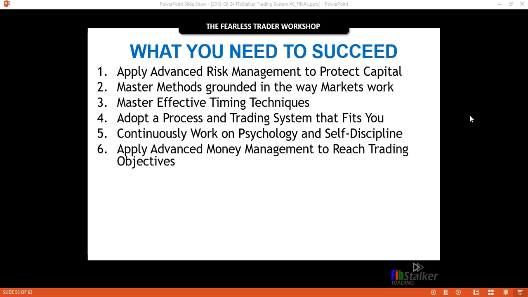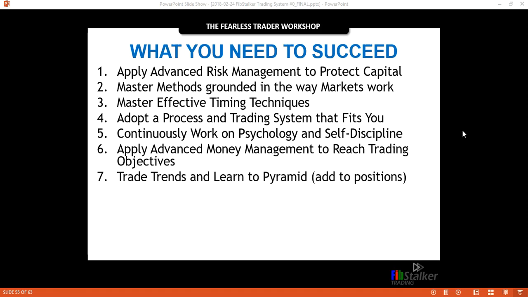The way to magnify profits is to use advanced money management. In fact, that's the way we reach trading objectives. And money management is different from risk management. Risk management is to protect capital. Money management is to reach trading objectives, to magnify profits after we have tested and we have a robust trading system with a positive expectancy.